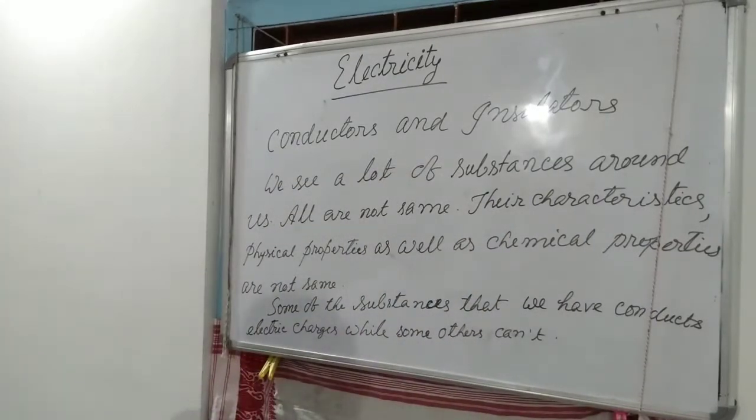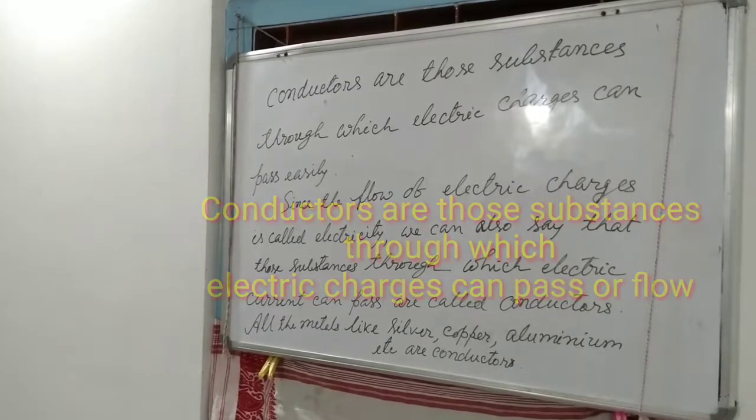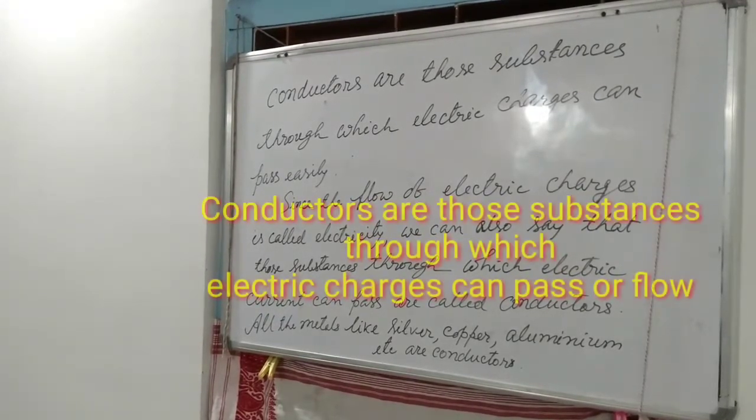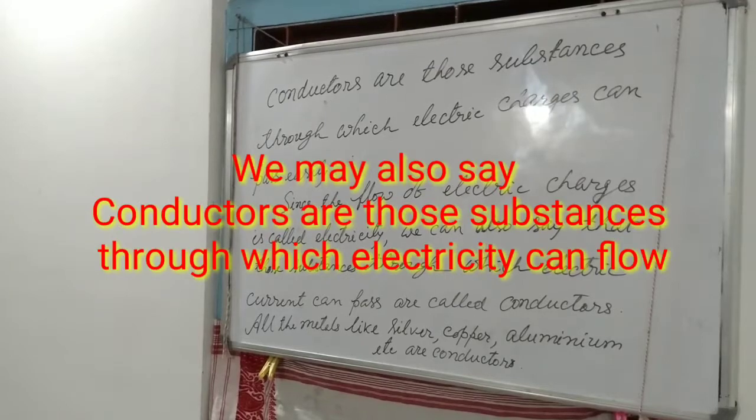So from the conduction of electricity, we can divide the substances into two big categories. One is conductors and the other is insulators. Conductors are those substances through which electric charges can pass easily.